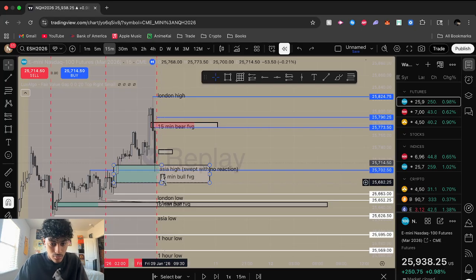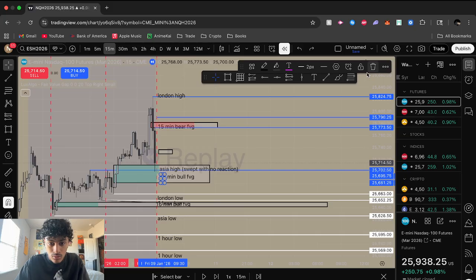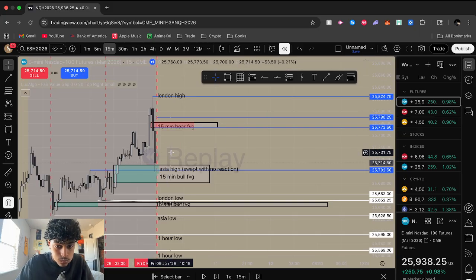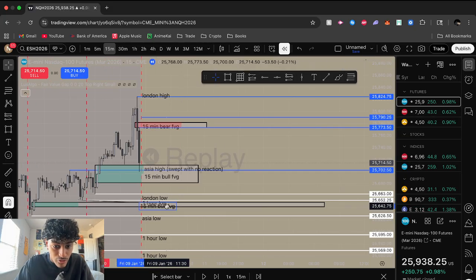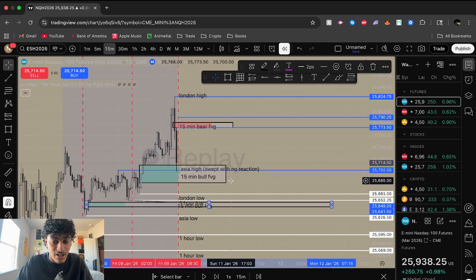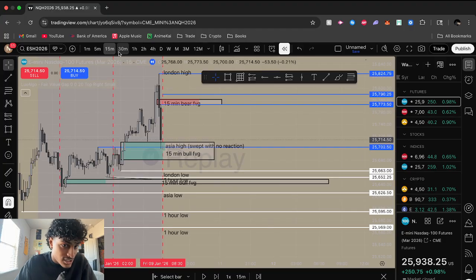Nope. Smaller one. This 15-minute bullish fair value gap, since my draws and liquidity are towards the downside, I want to see this get invalidated to take a trade.